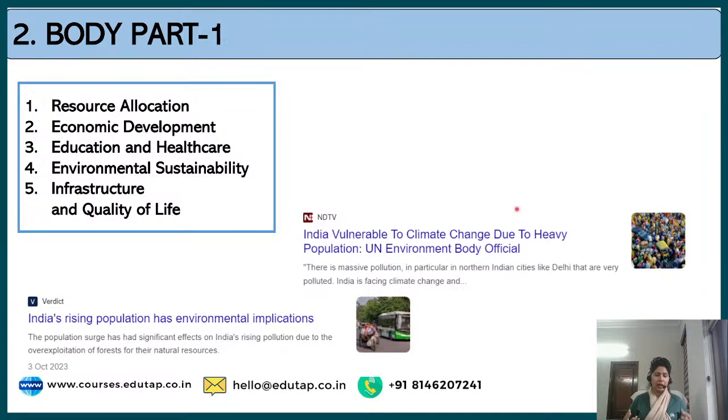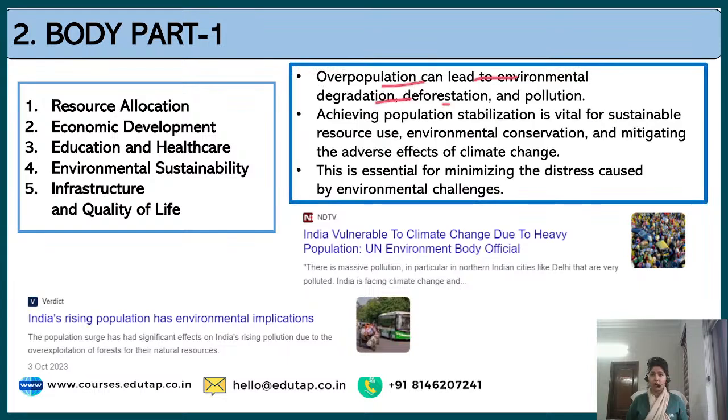So overpopulation can lead to environmental degradation, deforestation, and pollution. Achieving population stabilization is vital for sustainable resource use, environmental conservation, and mitigating the adverse effects of climate change. And it is essential for minimizing the distress caused by environmental challenges. That's also again the same thing.